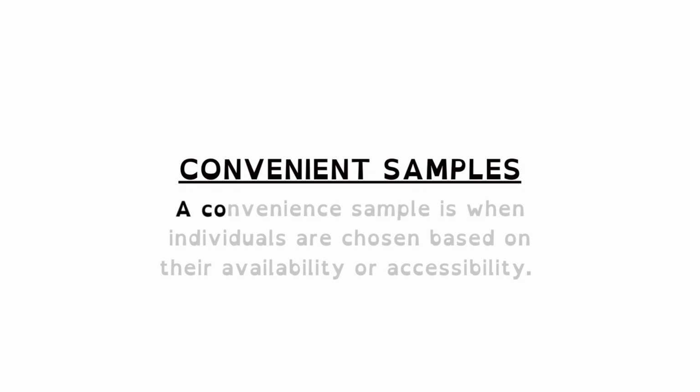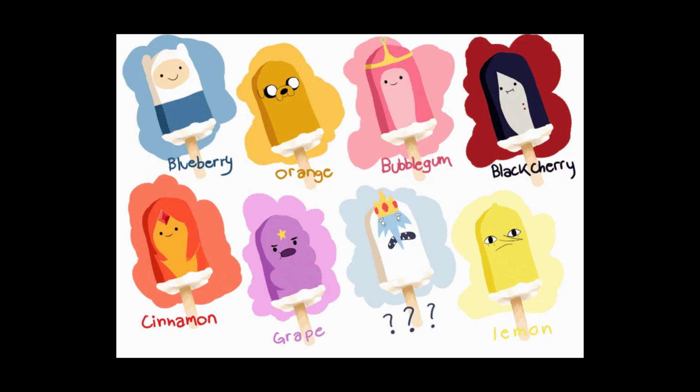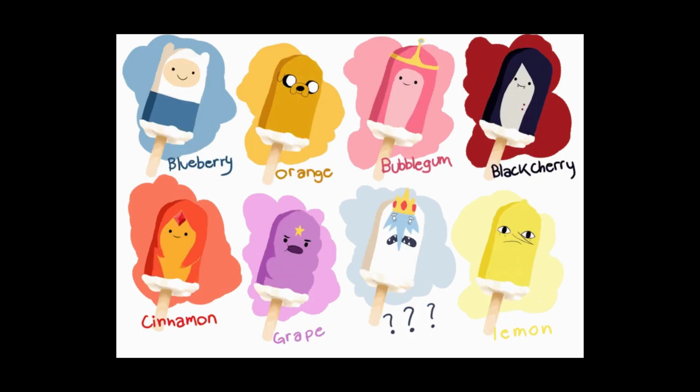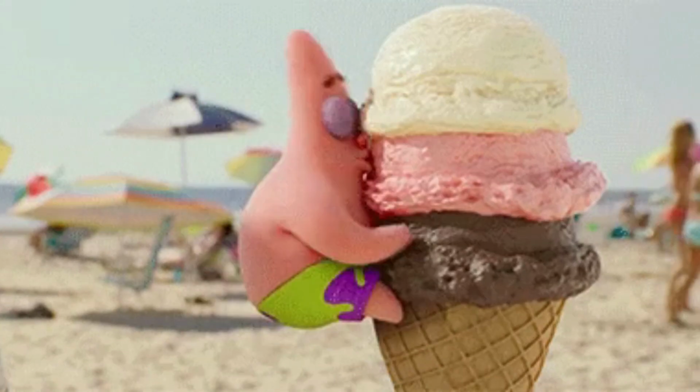Next, we have convenience samples. A convenience sample is when individuals are chosen based on their availability or accessibility. For example, if you're studying favorite ice cream flavors, you might select your sample from your group of friends or classmates because they are easily accessible to you.